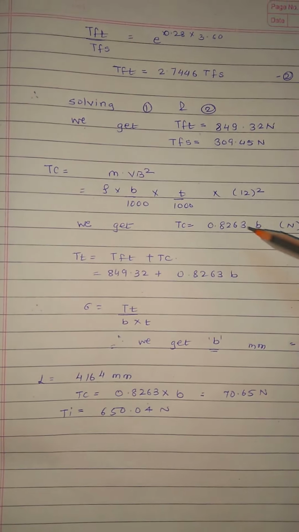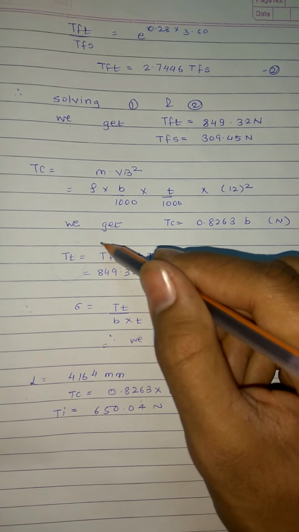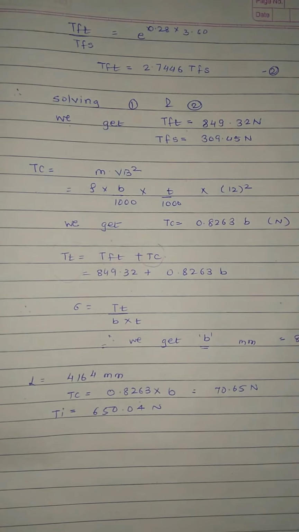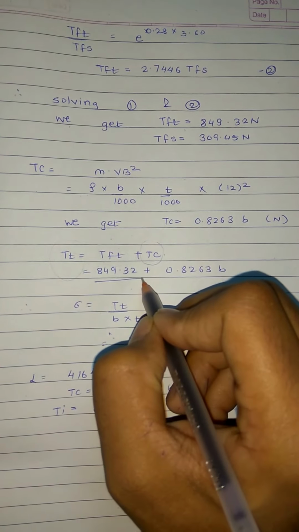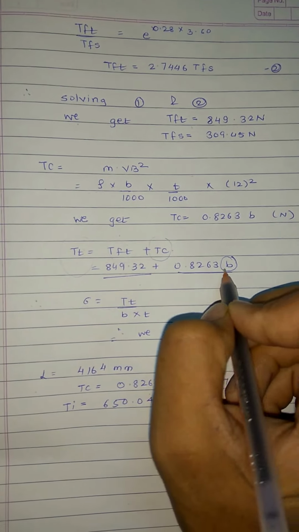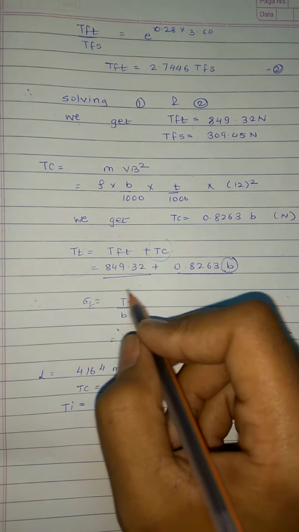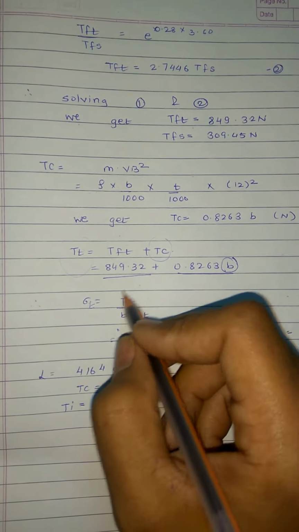Next we calculate total tension. Total is tension on the tight side plus centrifugal tension. So we have TFT and we have TC, in which B is unknown. Do not add them, it will be wrong. From sigma T we can find out force upon area, that is B is unknown. Therefore we get B, that is 85.5 mm. Now B is found out.